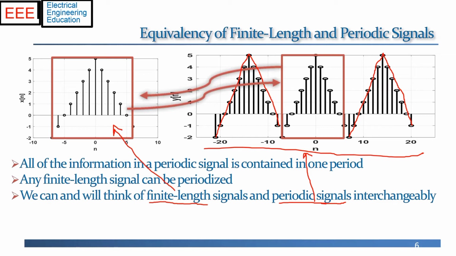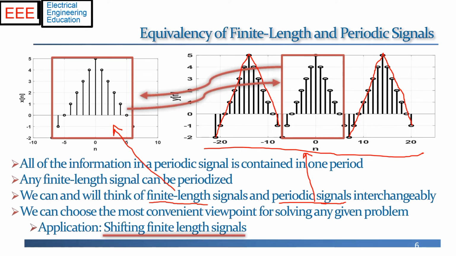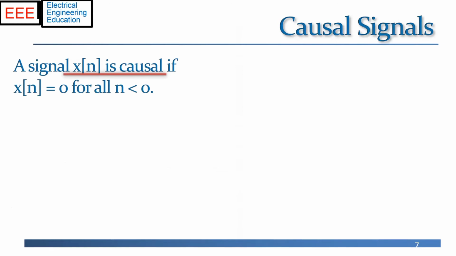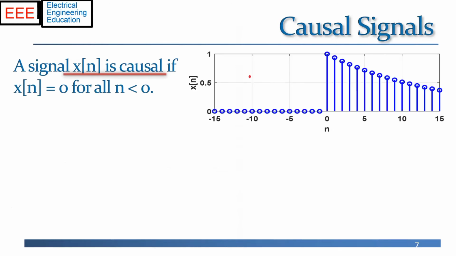So this is very useful, and we're going to see an application of this when we think about shifting finite length signals. So back to some more definitions. We say that a signal is causal if it takes a value 0 for all time indices that are negative. So causal signals are 0 for all negative time, and they take non-zero values only for values of the time index that are bigger than 0.